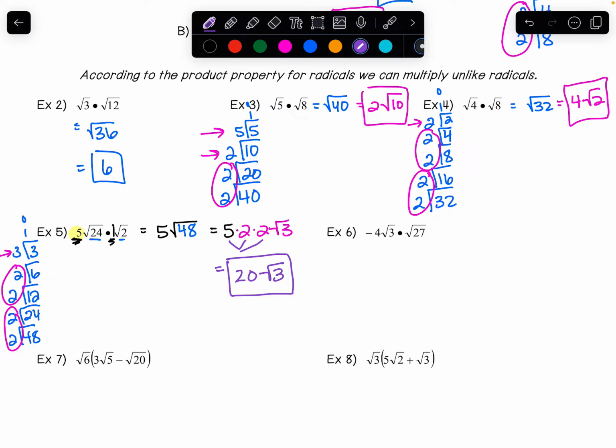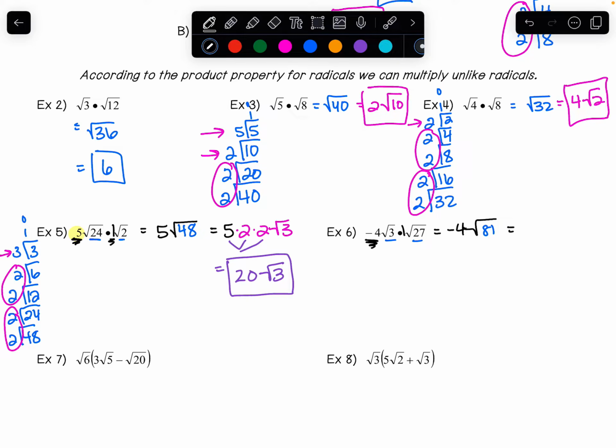Go ahead and pause the video and try example 6. On example 6, my coefficients are -4 and 1. -4 times 1 is -4. My radicands are 3 and 27. If I multiply 3 by 27, I get 81.